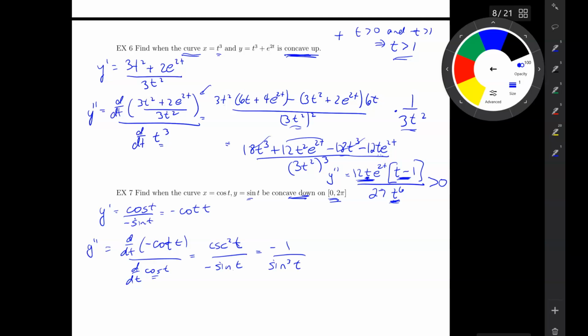So these are sines and these are sines, so let's put them all together in the denominator. So I get negative 1 over sine cubed. Okay, so I want this to be less than 0. Well, it's already negative, so what I want is when the sine of t is positive. Because as long as the sine is positive, then this negative will make it less than 0. So when is it between 0 and 2 pi that the sine graph is positive? That's going to be between 0 and pi.